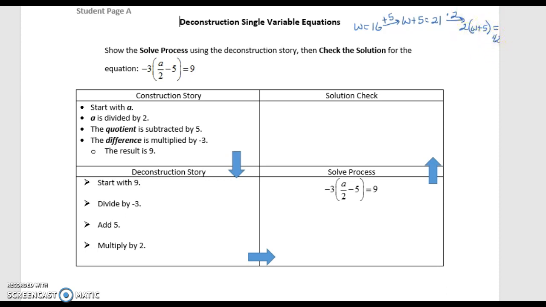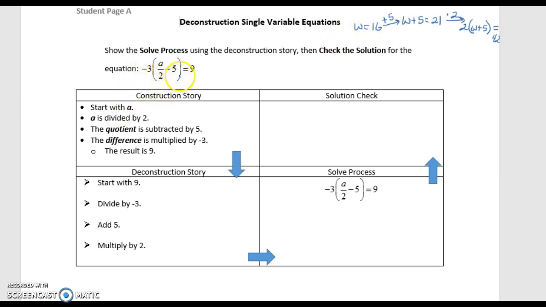When we deconstruct, we're just going in the opposite direction, so first you're going to divide by 2, and then you're going to subtract 5. So that's construction and deconstruction. Construction is going to the right, deconstruction is going to the left. The solve process allows us the manipulation of the numbers to actually find out the value of the variable to begin with.